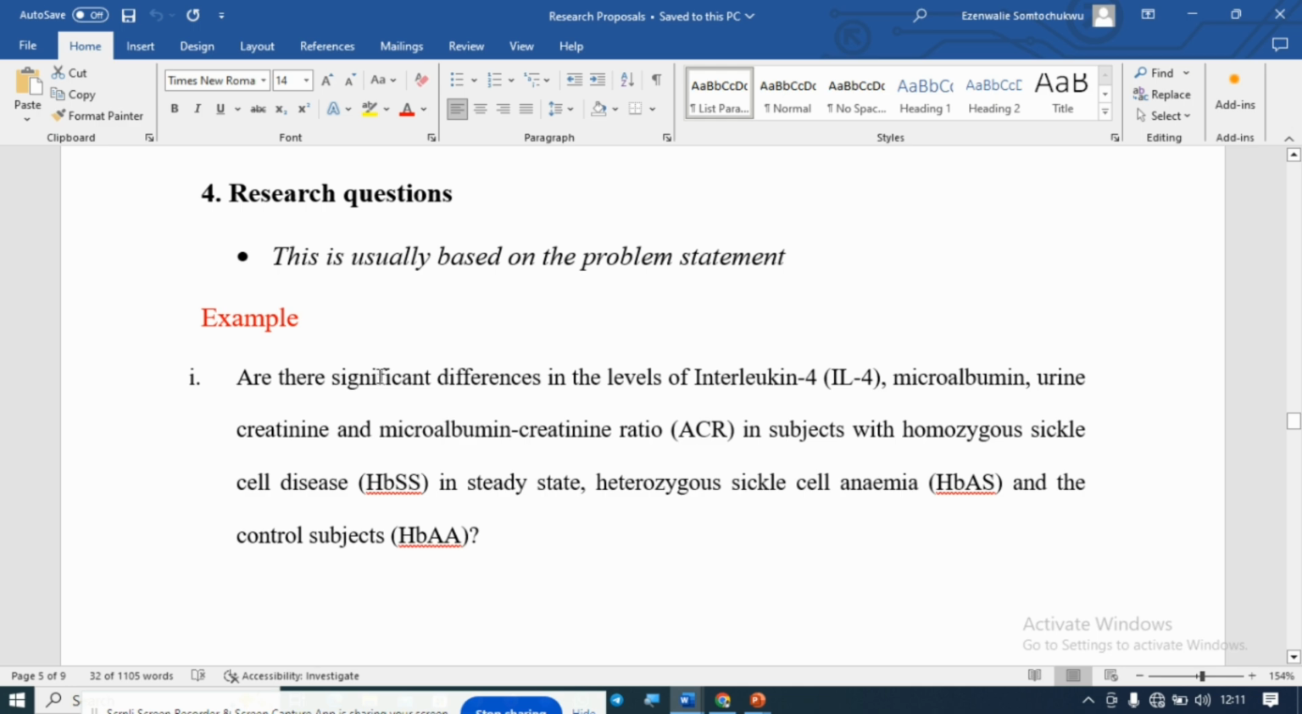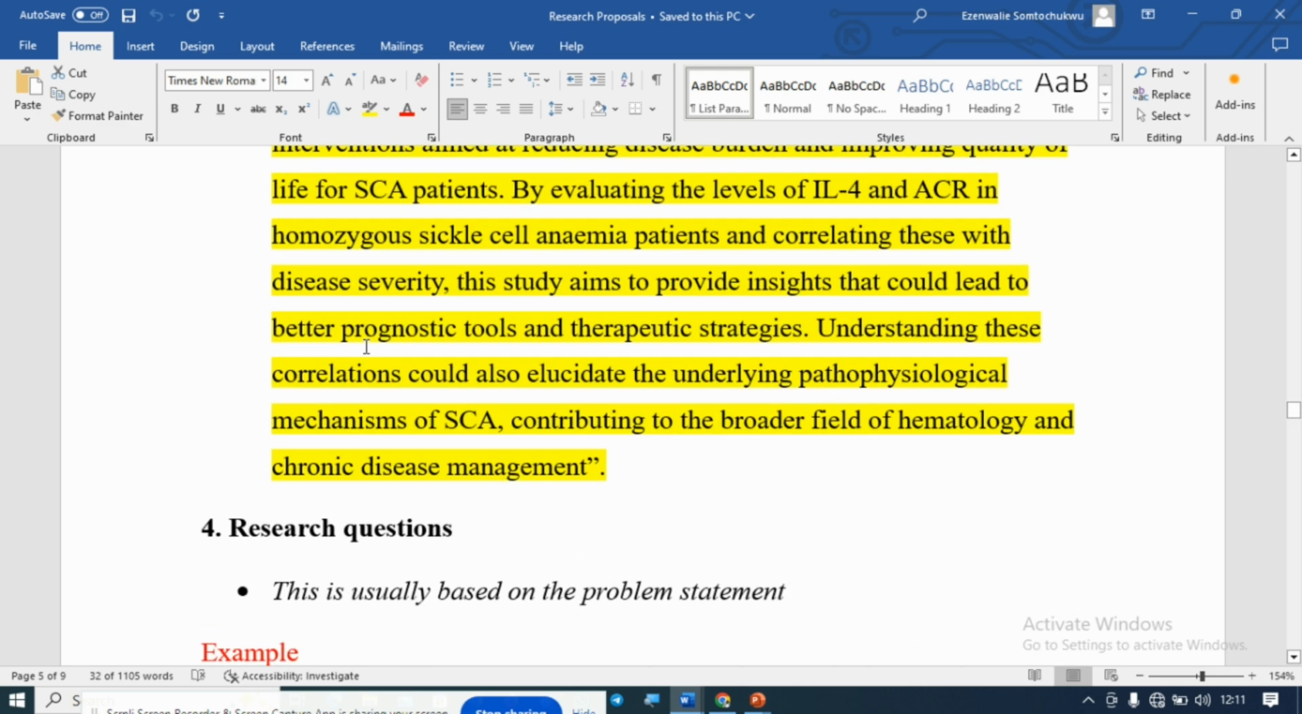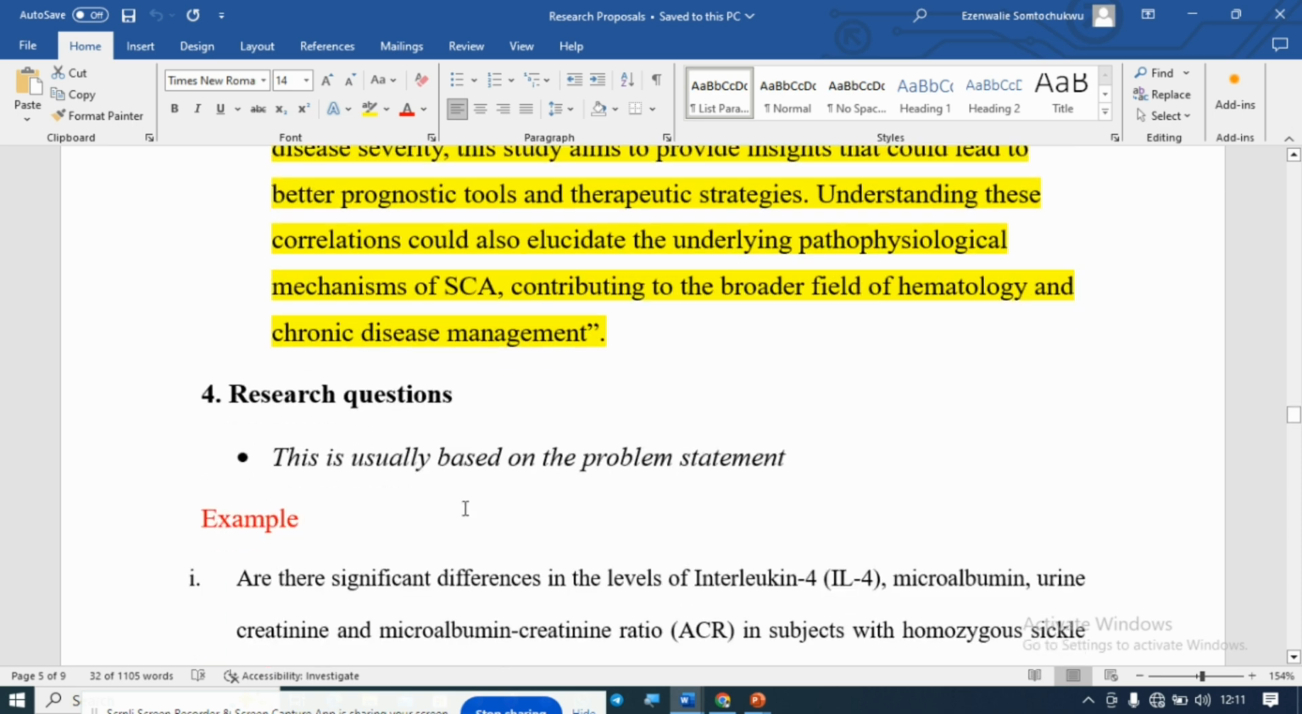So once you're done with your statement of problem, the next thing should be your research question. Research question is based on your problem statement. It's just all about breaking down your statement of problem into little nuggets that can be easily accessed. Statement of problem is kind of wider, a big statement, but in a research question, you have to break it down into small questions that can culminate into solving that problem you're trying to address.